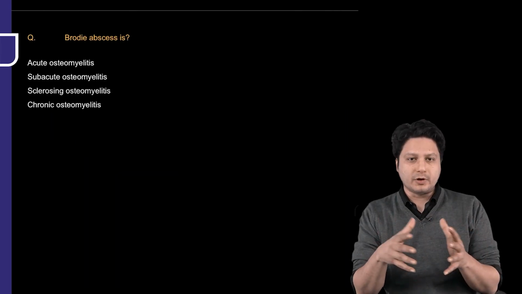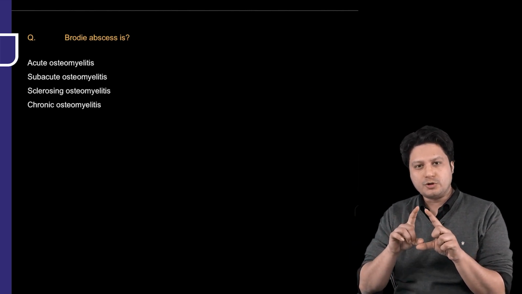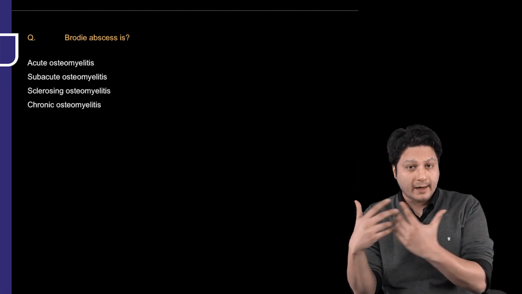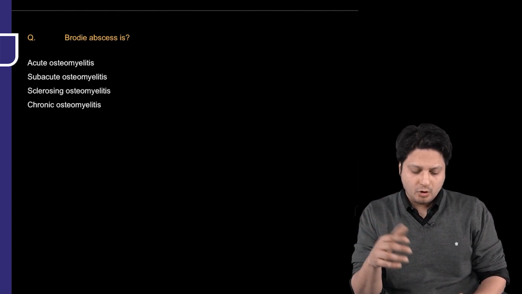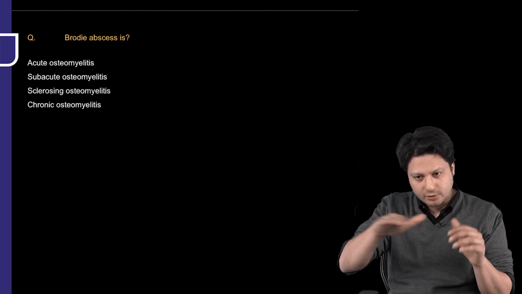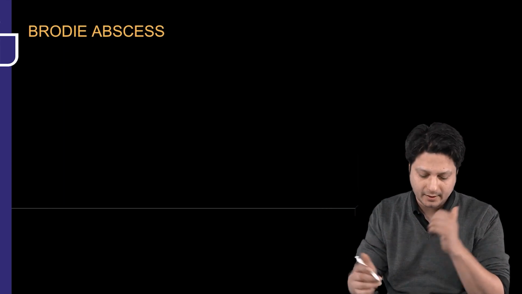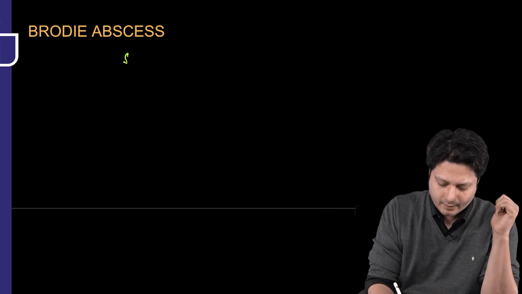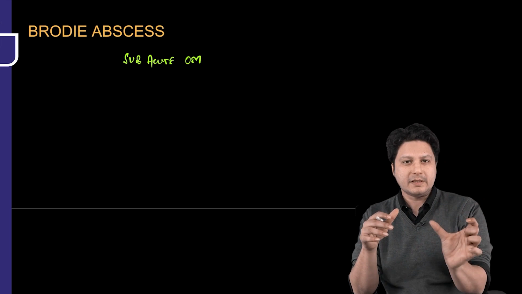So the next segment of the question is, what is Brody abscess? All right. So the question is usually a straightforward question. They are just asking what kind of infection this eponymous name is given to. That is Brody abscess. So the obvious answer for that question is subacute osteomyelitis. So let's have a discussion on what is subacute osteomyelitis. What is Brody abscess? It is subacute osteomyelitis. Now, let's have a discussion on what it means, subacute.